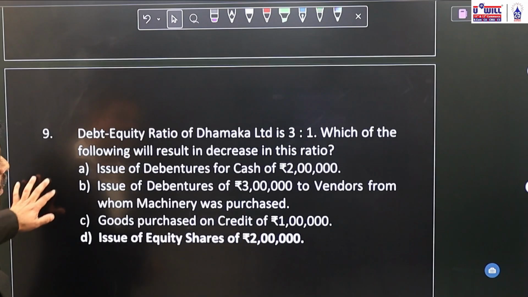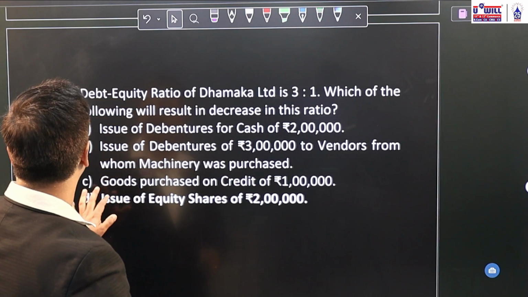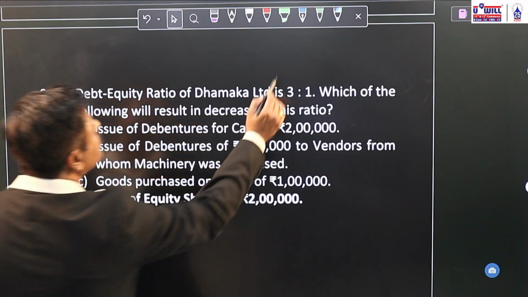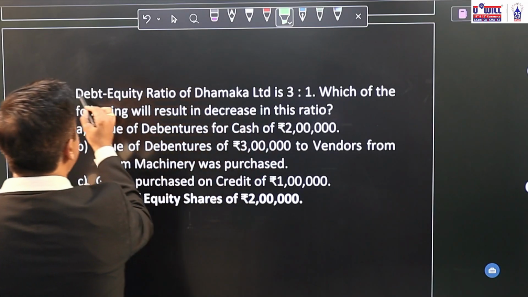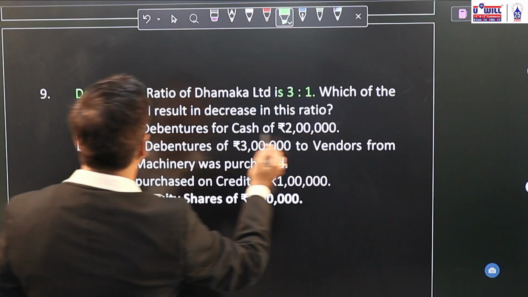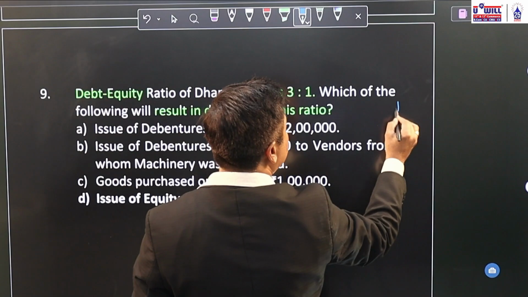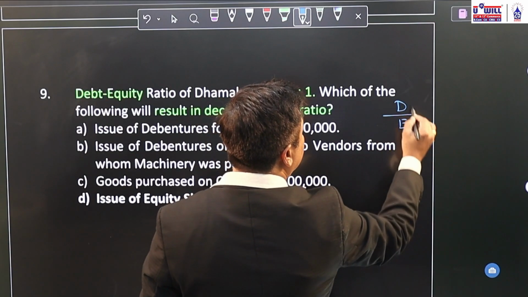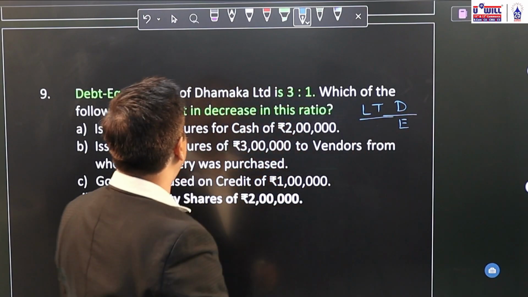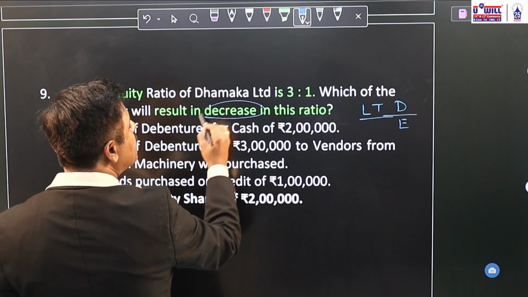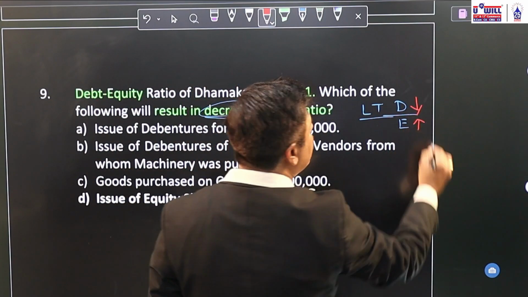This is an important question. Okay, it will help you even in calculation of current ratio in important questions. Question number 9. Debt equity ratio of Dhamaka Limited is 3:1. Which of the following will result in decrease in this ratio? What is the formula of debt to equity ratio? Debt upon equity, long-term debt upon equity. Now, when will this ratio decrease? Either when long-term debt decreases or when equity increases.